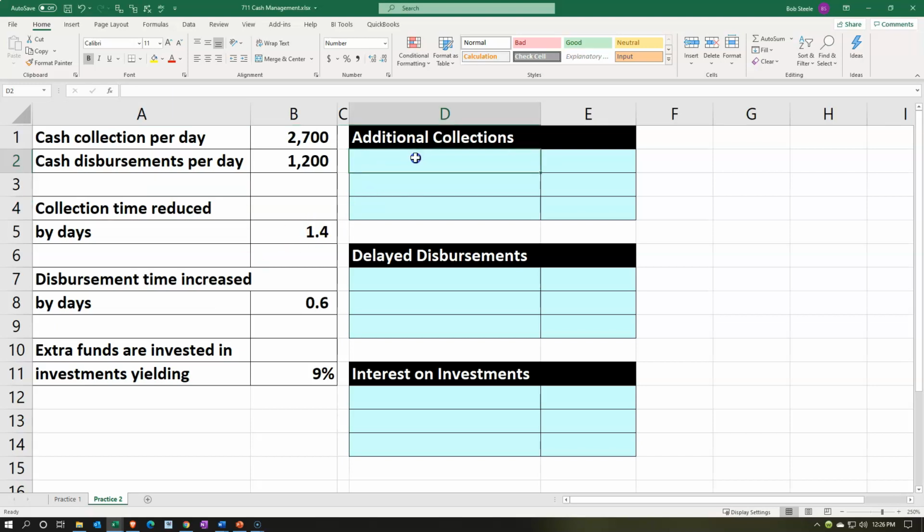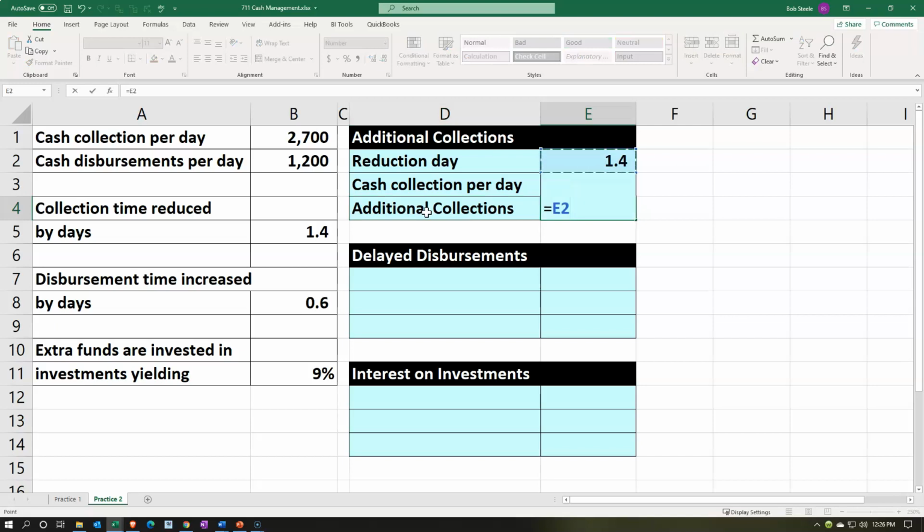All right, so on the collection side, we're going to say that we have the reduction in days, which is going to be equal to the 1.4. Then we're going to add a decimal by going to the home tab, the numbers group, adding a decimal. Then we're going to say that this is going to be the collections, which is going to be equal to that 2,700. Let's put an underline there, home tab, font group, and underline. And this is going to be the additional collections that we then have. The additional collections then being equal to the 1.4 times the 2,700 for the 3,780.